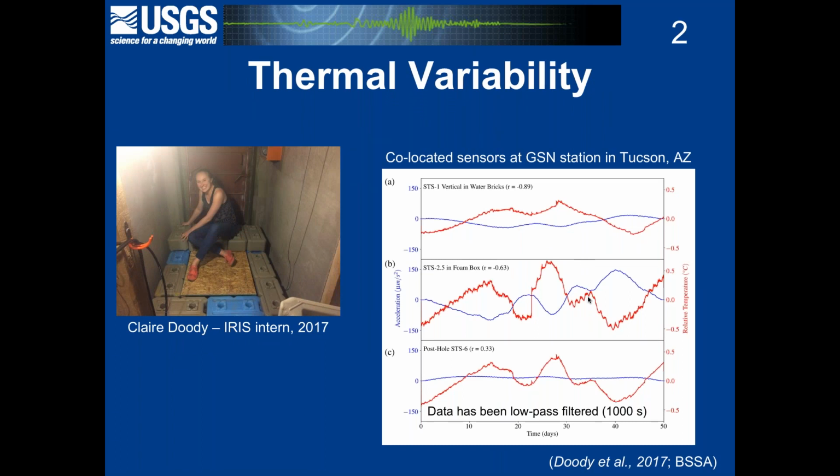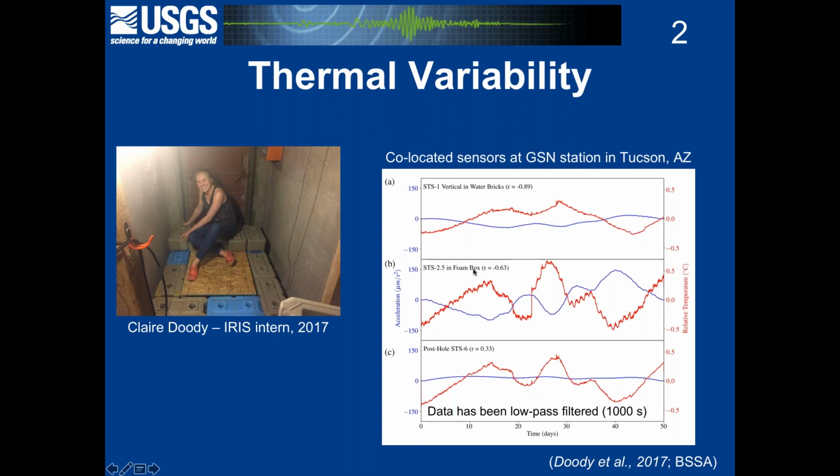So thermal variability, what I'm showing here are 3 co-located sensors in a vault in Tucson. This top trace is showing an STS2, or STS1 rather, in water bricks. And if you're wondering what a water brick is, it's these Lego-shaped containers full of water. What a water brick does is it really increases the thermal capacity around the seismometer, so that changes in ambient temperature don't reach the seismometer. It attenuates changes in ambient temperature.